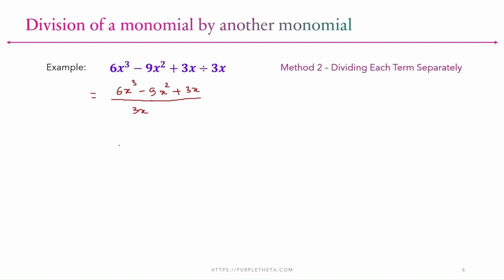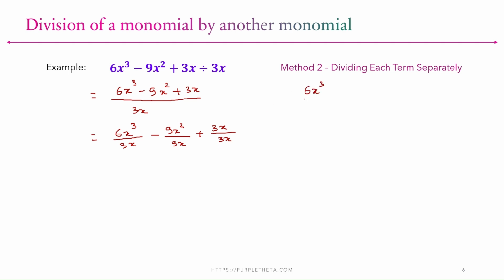So this is equal to, we have to divide each term separately. So first term 6x cube divided by 3x. Then second term is minus 9x square upon 3x. And the third term is plus 3x divided by 3x, right? Now let us solve each term separately.